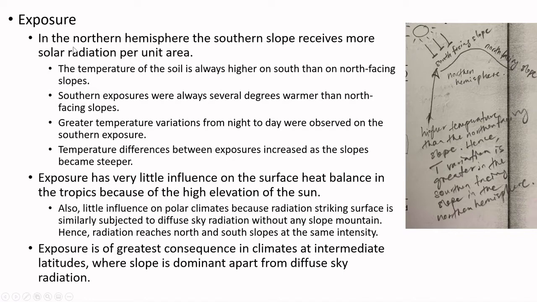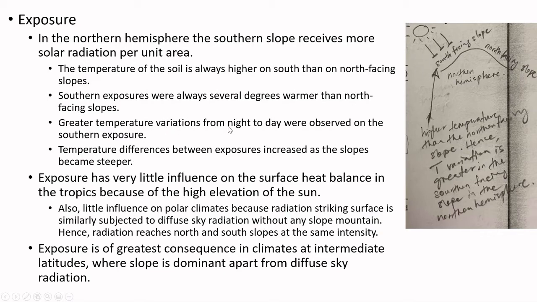Okay, so in the northern hemisphere, south facing slopes receive more solar radiation per unit area. The temperature of the soil is always higher on the south facing slope than on the north facing slope. So the south facing slope, facing the sun, has a higher temperature. Southern exposure will always be several degrees warmer than the north facing slope.